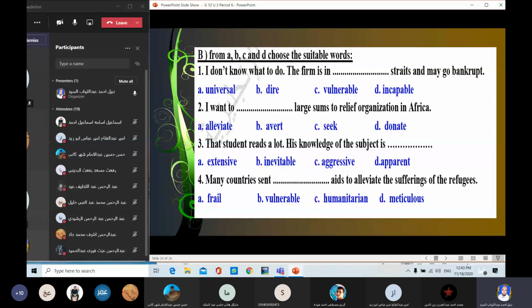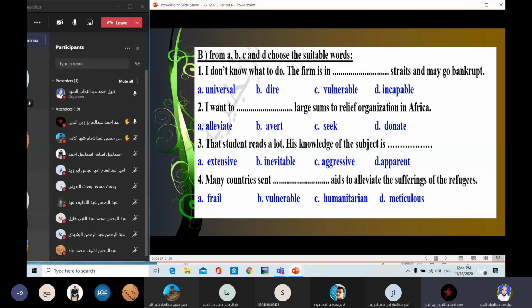Mohamed Ahmed Abdel Aziz: I don't know what to do. The firm is incapable, straits, and may go bankrupt. Incapable. The firm is incapable, straits. Incapable is followed by of. Vulnerable. Universal or vulnerable or dire. I don't know, honestly.